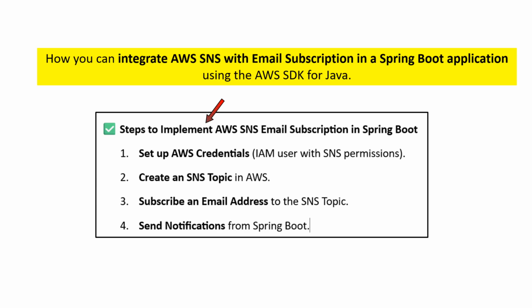Step 1 is to set up AWS credentials, like an IAM user with SNS permissions. Then create an SNS topic in AWS. Then subscribe an email address to the SNS topic. Then send a notification from Spring Boot. We will see how to do that.